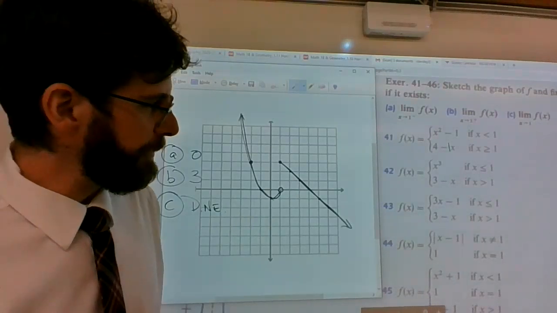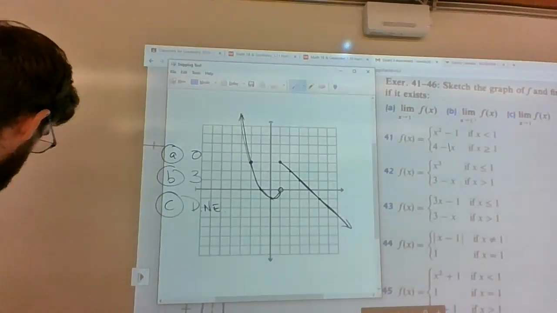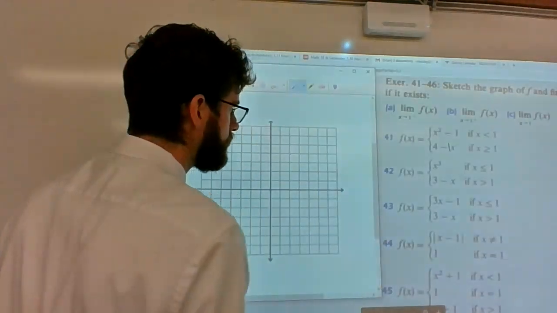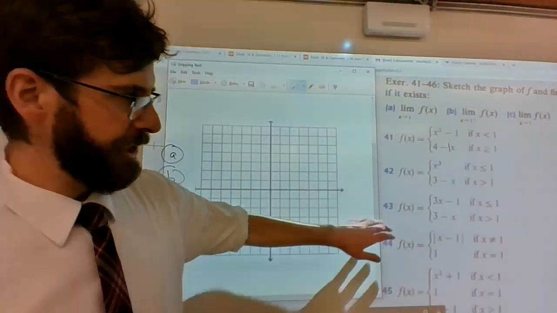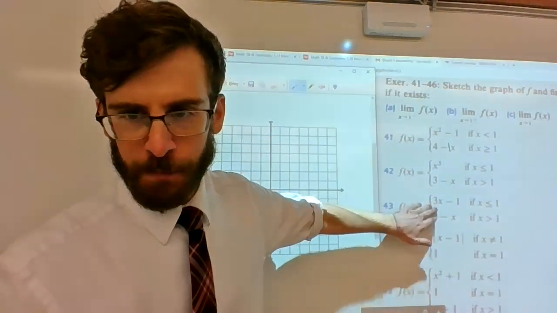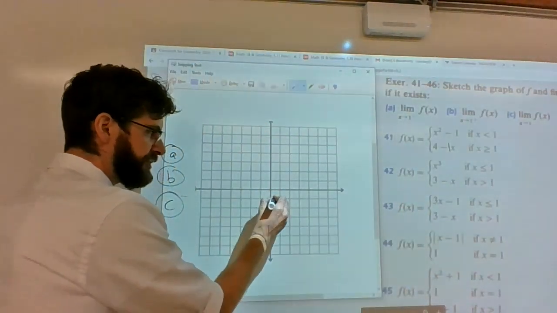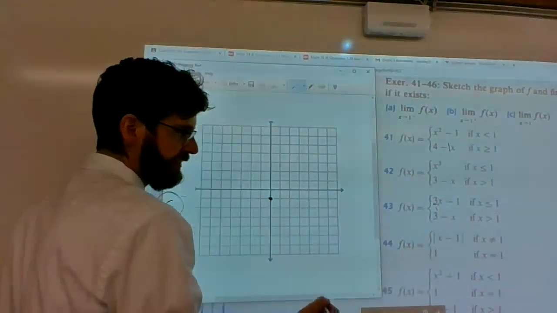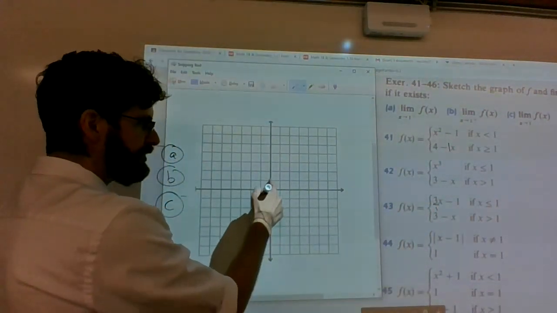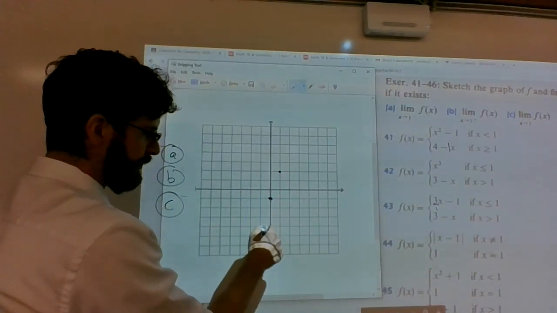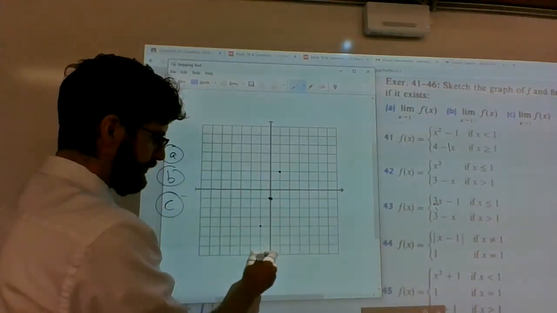All right, let's check number 43 now. 43 gives us 2 linear functions. One is the line y equals 3x minus 1. So that would have a starting point of minus 1 with a rate of change that moves up 1, 2, 3, right 1, or down 1, 2, 3, left 1.